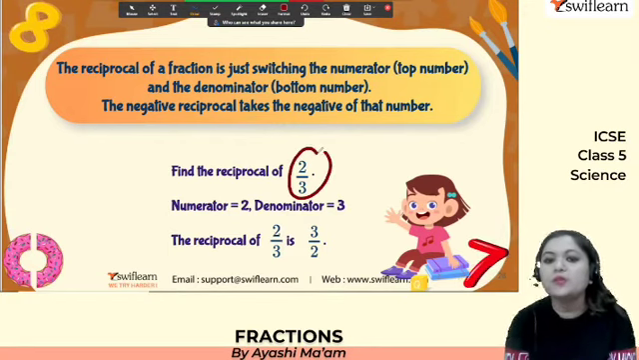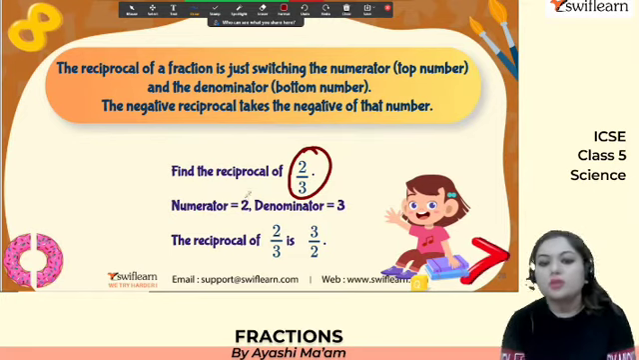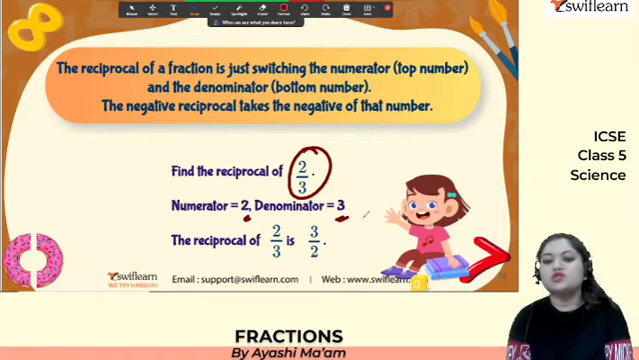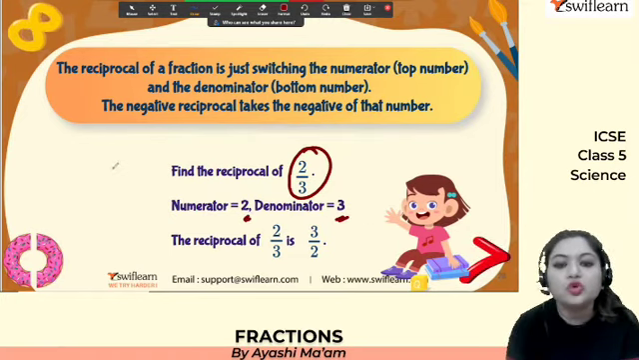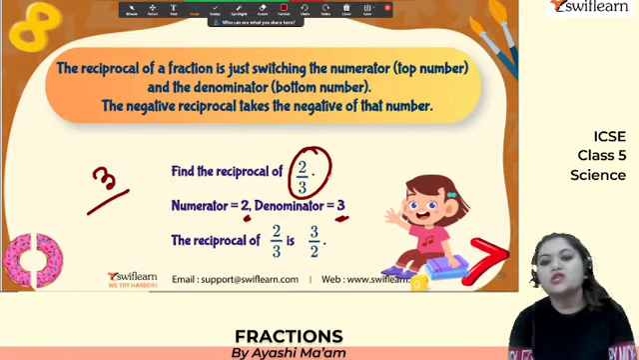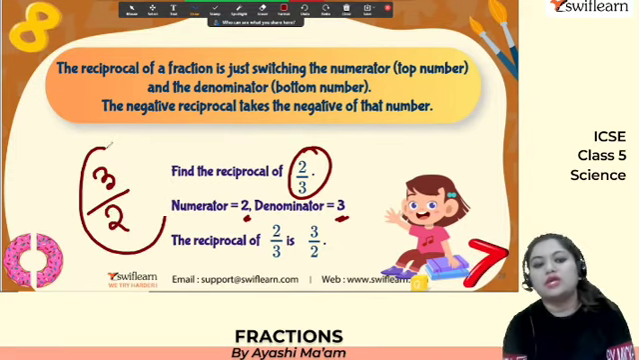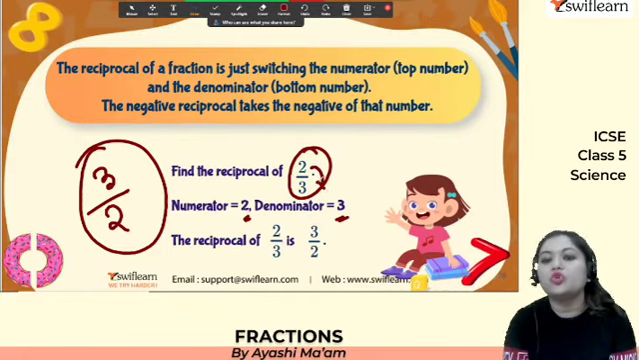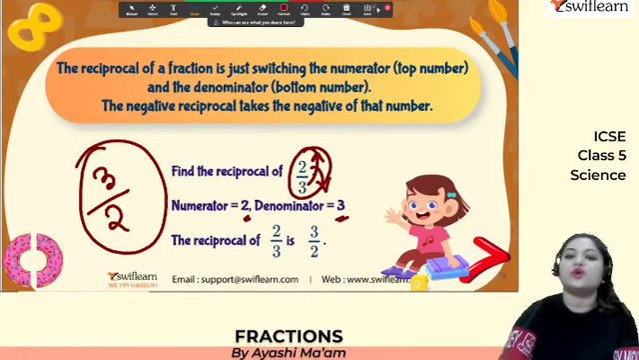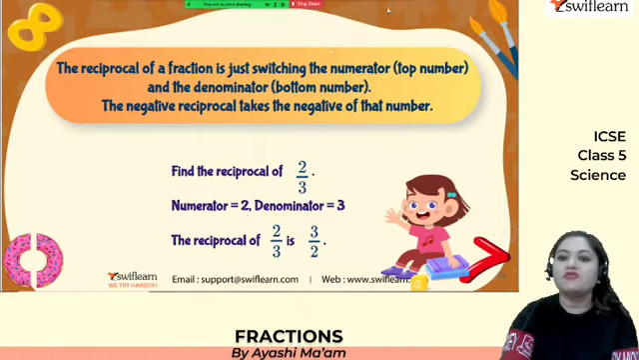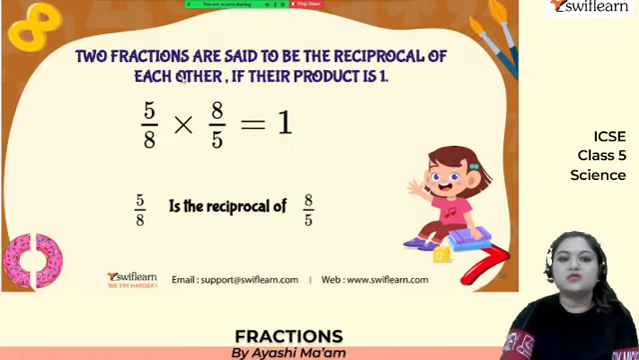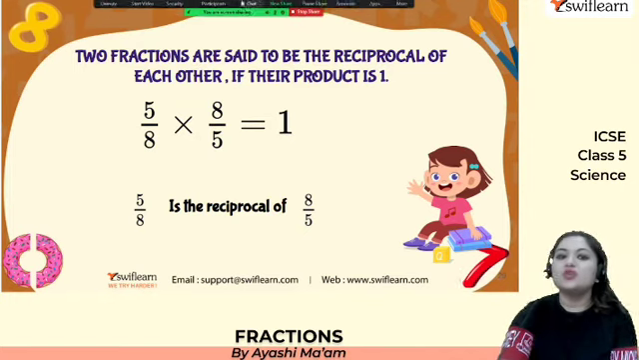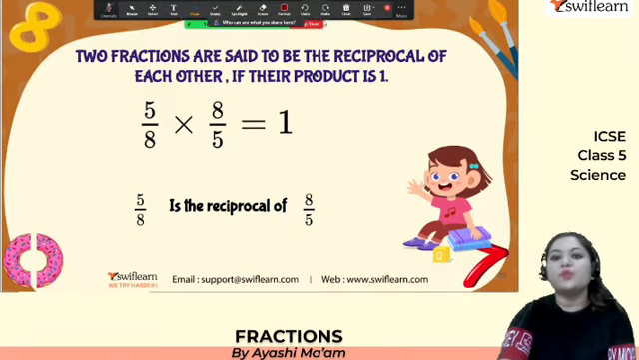Now, find the reciprocal of 2 by 3. Simply switch the numerator and the denominator. Numerator is 2, denominator is 3. So you simply take the denominator as the numerator and the 2 as the denominator. So 3 by 2 is the reciprocal of 2 by 3. 2 will come downwards, 3 will go upwards. This is the reciprocal of a fraction.